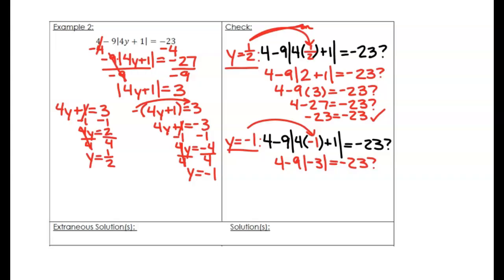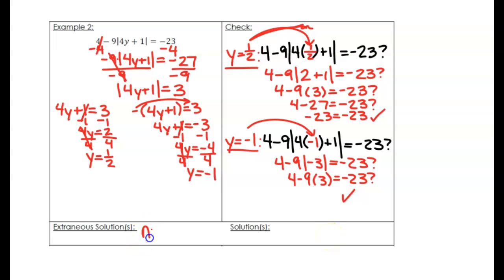What is the absolute value of -3? Well, it's just 3. And I notice that this line looks a whole lot like this line. So I'm going to end up getting the same answer. Does this solution work out? Yes, it does. So both of these work out.